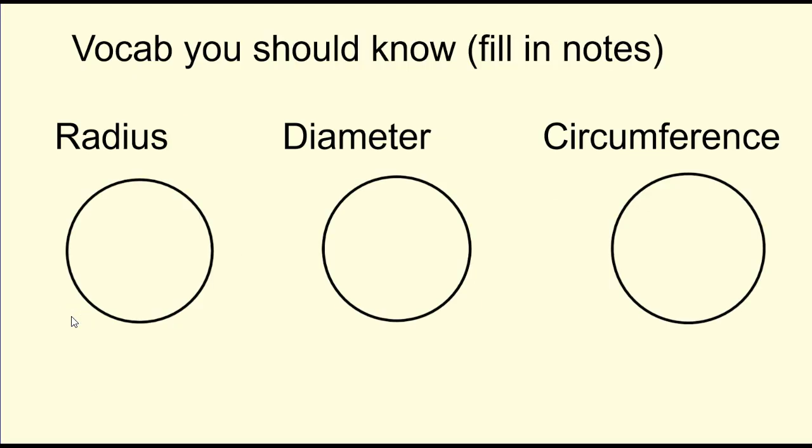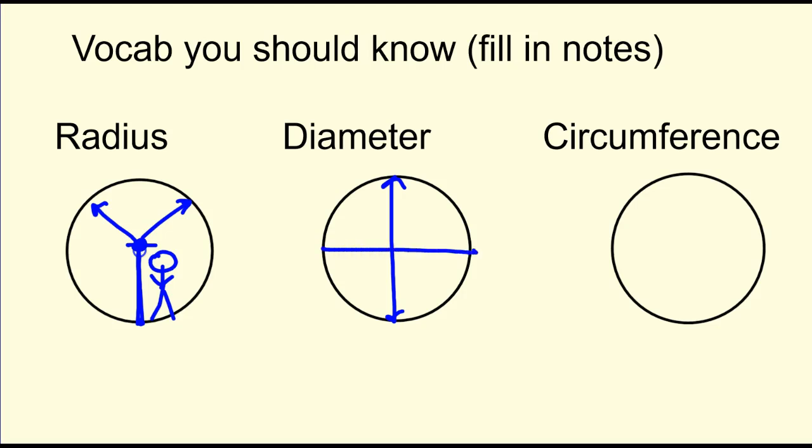Okay, Radius, you remember in the story, Radius was a little boy. He was as tall as halfway, the center, to the edge of the circle. So here's Radius. His height is the radius. That's the distance from the center to any point on the circle. Diameter. She was as tall as the whole circle, from the ground to the top. You can also draw a diameter that goes any direction. As long as it goes from edge to edge through the center, that's a diameter.